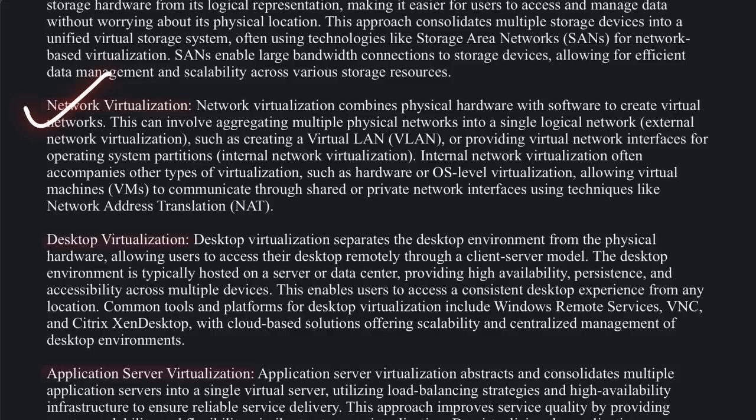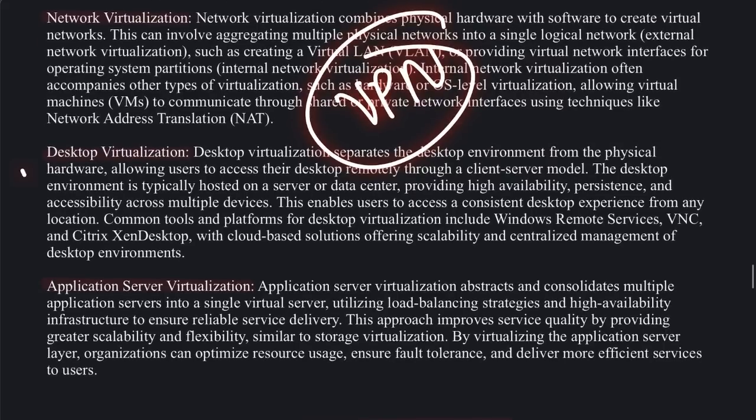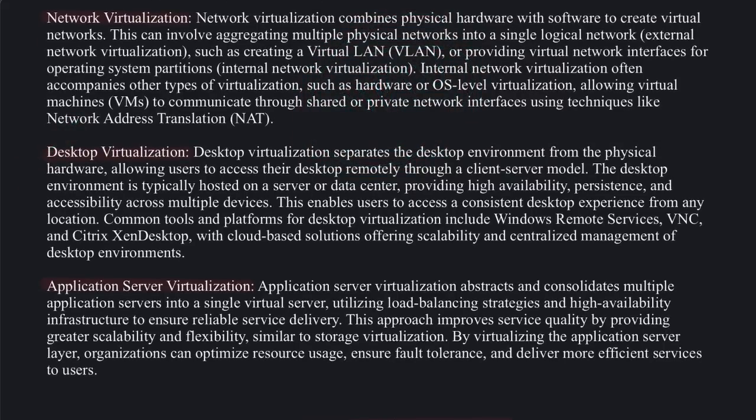Next, we have network virtualization. In network virtualization, without the need of physical hardware, you're providing the networking facilities. It could be virtual LANs, or it could be the VPNs which we are using, and all of that. Then we have desktop virtualization. In desktop virtualization, you're providing a desktop-like environment for the applications to run.